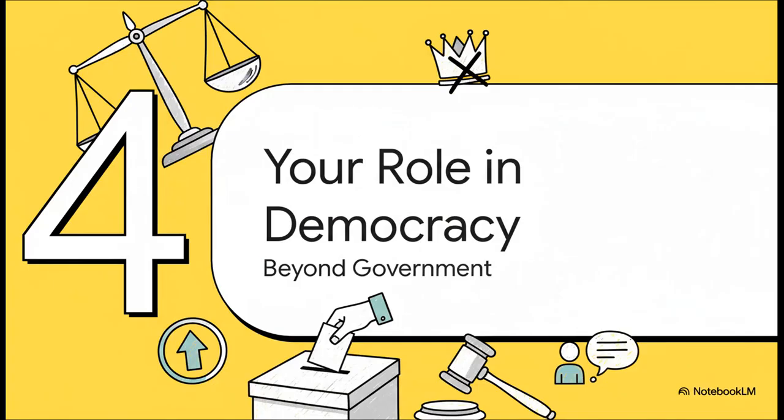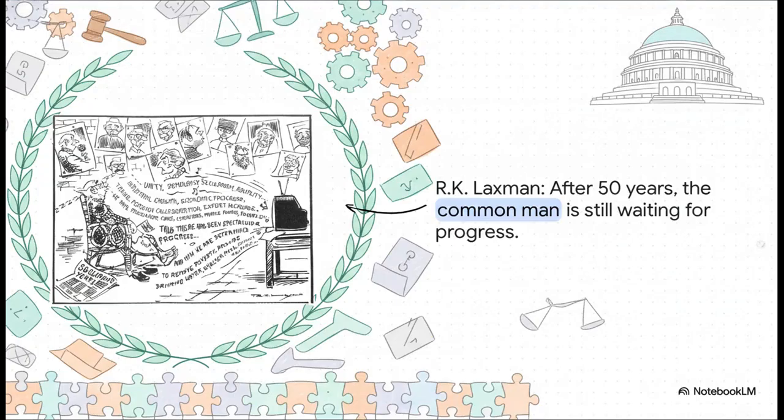Okay, we're almost at the end, but there's one last idea, and it's the most important one. Democracy isn't just something that happens in Delhi in the parliament. It's not just about voting every 5 years. It's about you. It's about me. It's about us. Look at this fantastic cartoon by the legendary R.K. Laxman. It shows the common man, years after our country became independent, still waiting for the promises of a better life. This tells us something very powerful.